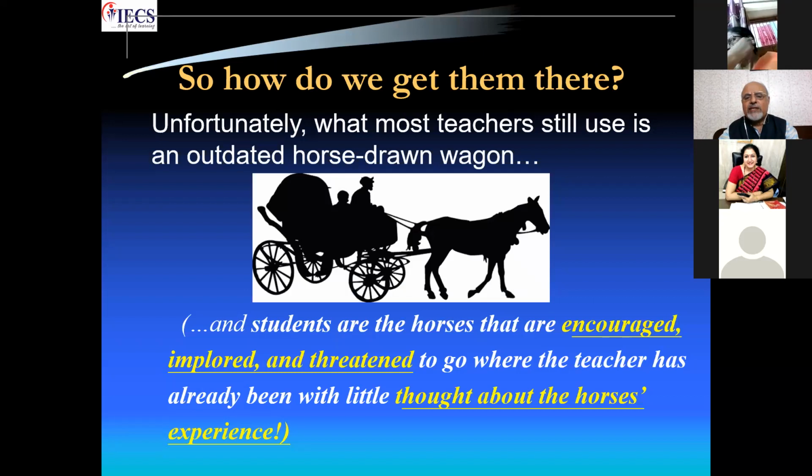To me, it looks like this. Our teachers are still using a methodology which is outdated. I mean, this horse-driven carriage or a horse-drawn wagon is not very much in use now, except for a joyride somewhere in Paris or sometimes in the streets of London. The students usually represent the horses. We encourage them, we threaten them, we beg of them, and we want them to go where they do not have any experience of ever having gone.